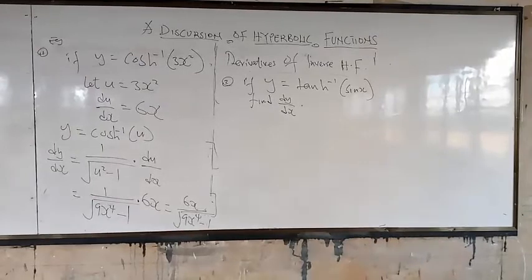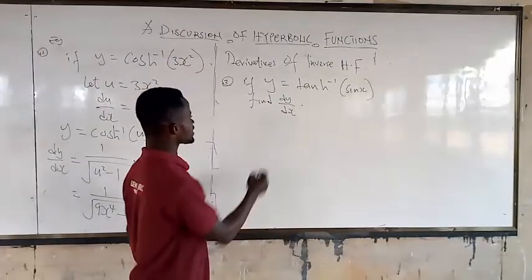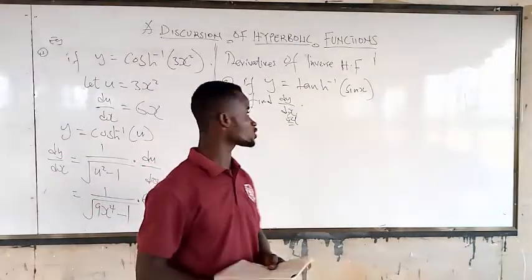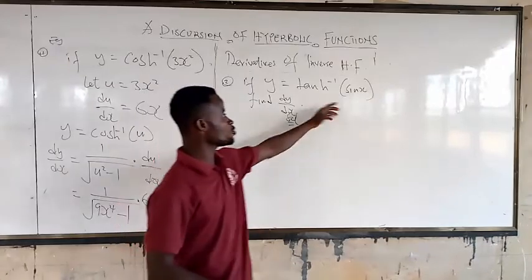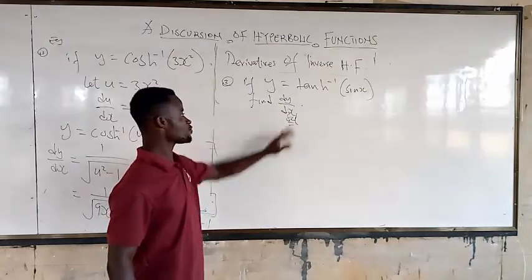Alright. So now let's look at our second example. In our second example, we have y equal to tan inverse of sin x. So the argument or the angle here is sin x. It's very important to note that. And we have to find dy/dx.